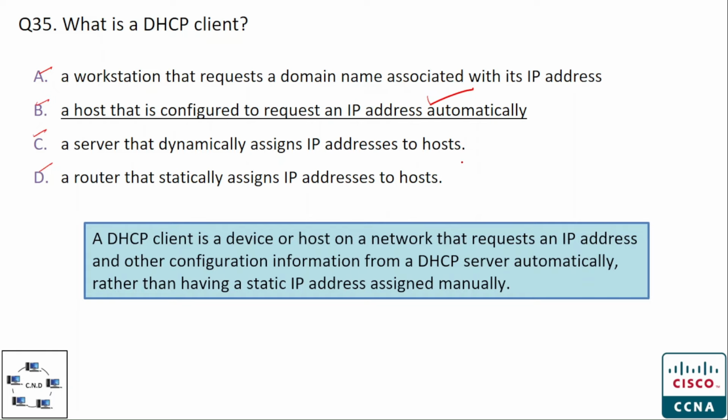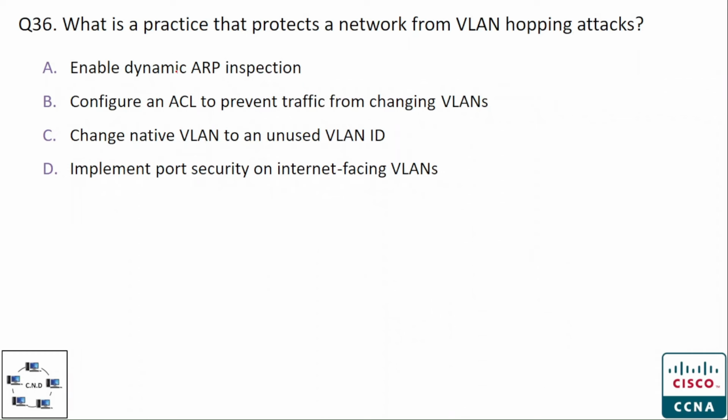Let's move forward to question number 36. And the question is, what is a practice that protects a network from VLAN hopping attacks? And the options are: option A, enable dynamic ARP inspection. Option B, configure an ACL (access control list) to prevent traffic from changing VLANs. Option C, change native VLAN to an unused VLAN ID. And option D, implement port security on internet-facing VLANs.